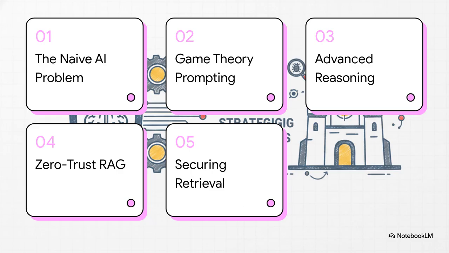Here is our roadmap for today. First up, the naive AI problem. Second, game theory prompting. Third, advanced strategic reasoning. Fourth, the zero-trust RAG paradigm. And finally, number 5, securing the retrieval pipeline. Basically, we will first rewire how the AI thinks logically before moving on to secure its external data pipeline.